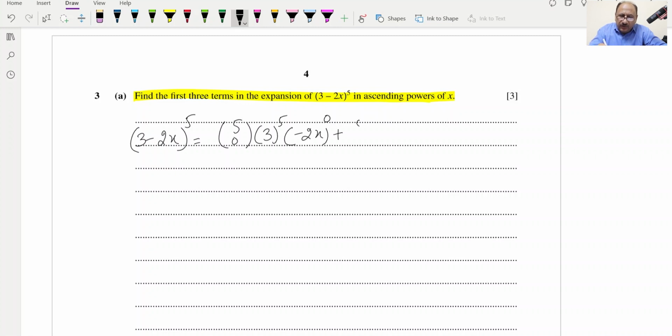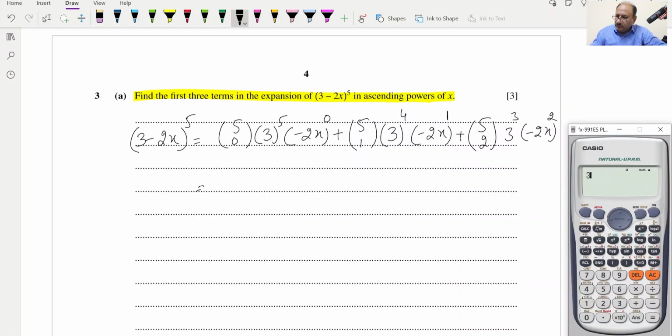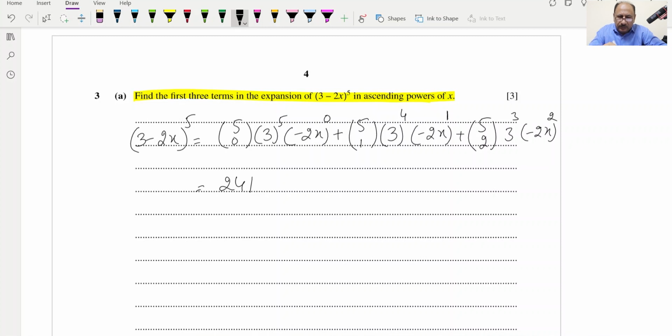The next term will be 5C1, and this will be 3 raised to the power 4, where the power of 3 is reduced by 1, and minus 2x raised to the power 1, where 0 plus 1 is 1, so the power is increasing. Then 5C2, 3 raised to the power 3 and minus 2x raised to the power 2, or squared. 5C0 is 1, so 3 raised to the power 5 is equal to 243, so only 243.